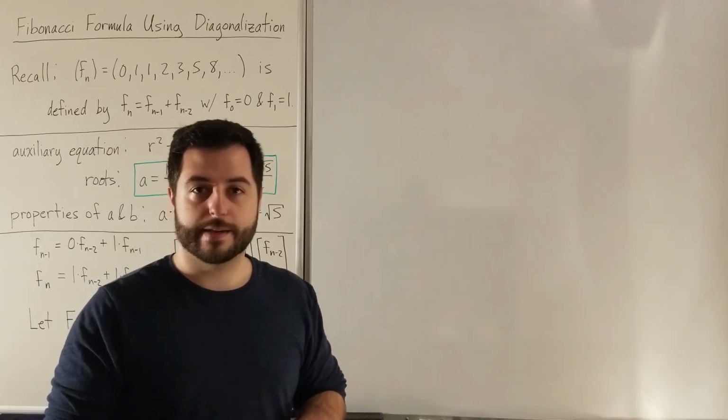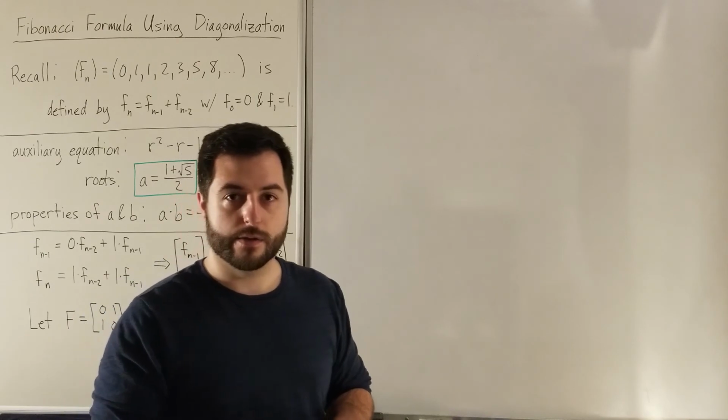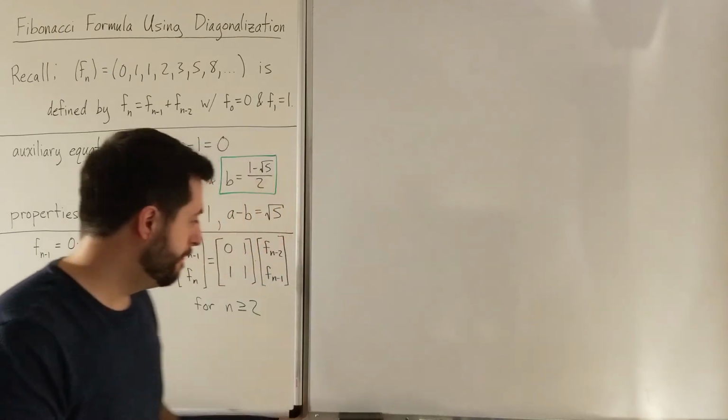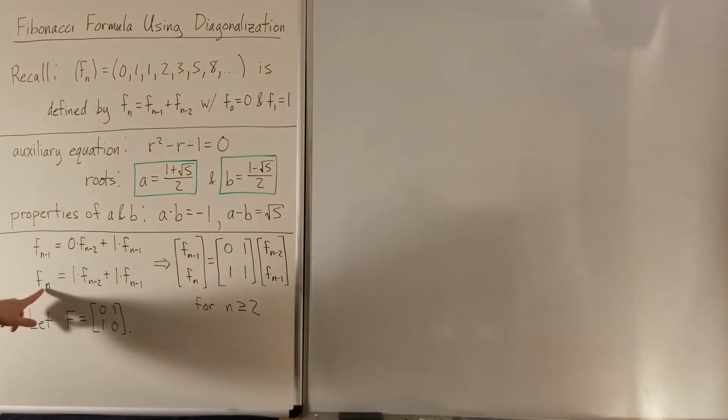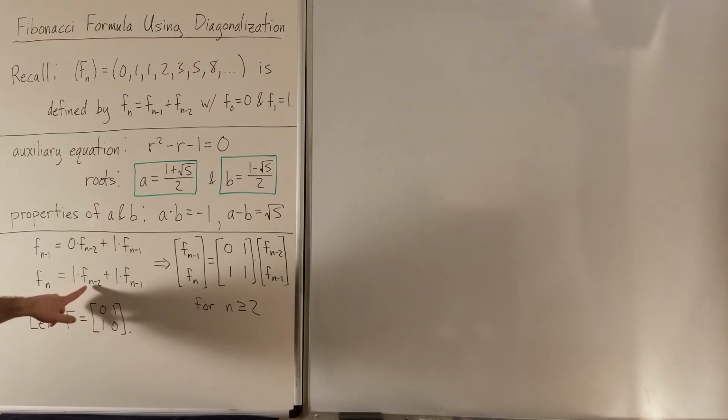Now we're going to find that exact same formula in a different way, using diagonalization of a matrix. So we're going to start out by looking at this formula for the Fibonacci sequence. F sub n is equal to F sub n minus 2 plus F sub n minus 1. And I'm going to note that the coefficients of these two are 1s. And I'm also going to write down a very similar equation.